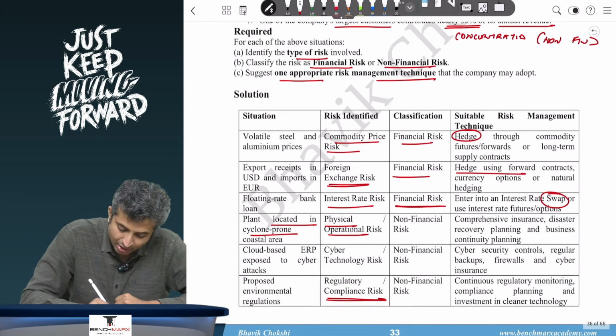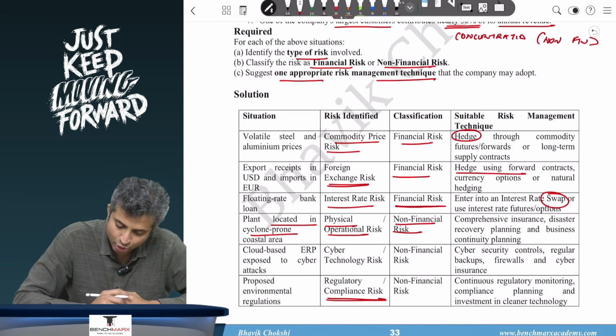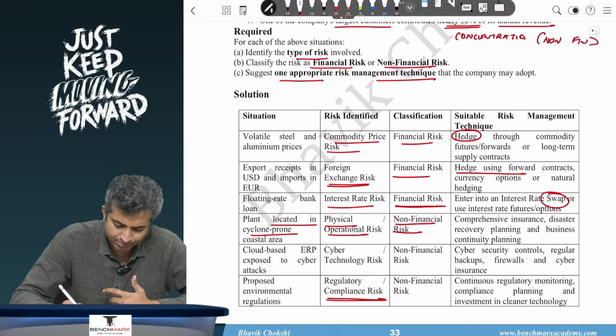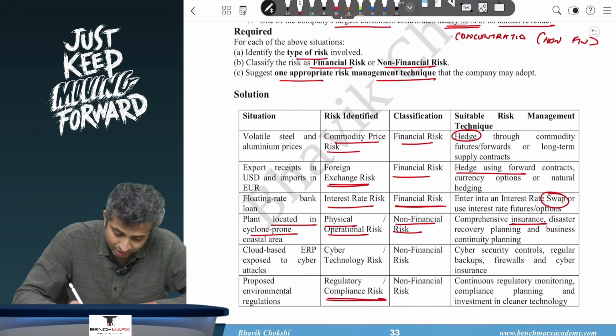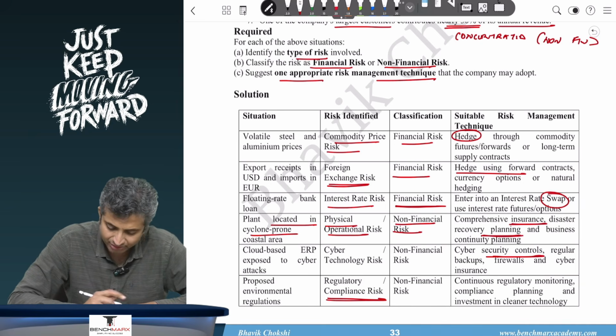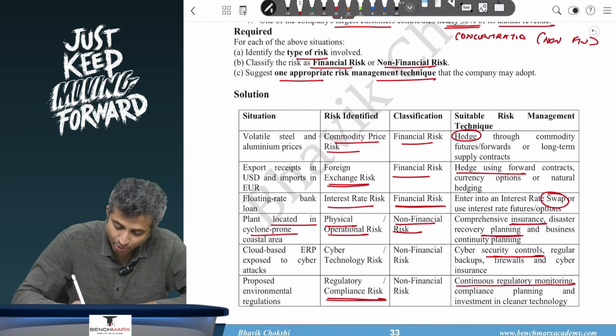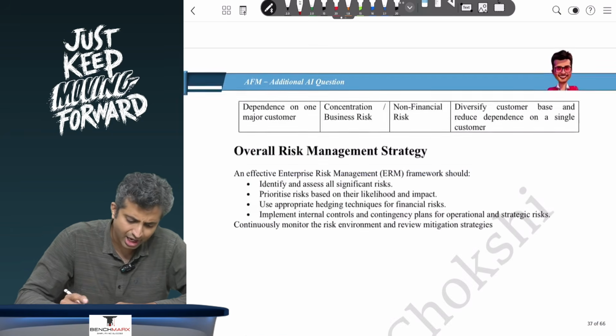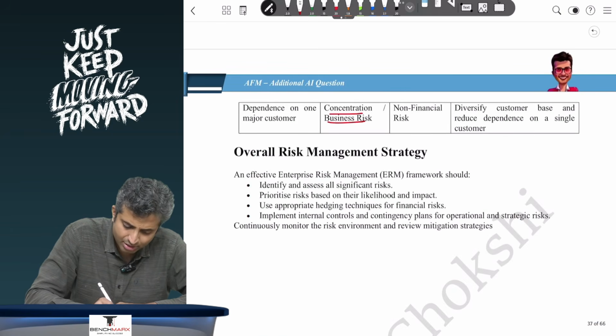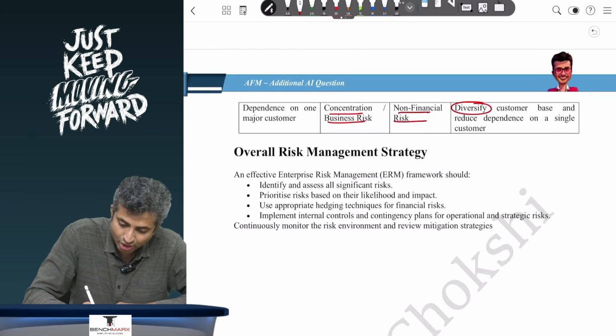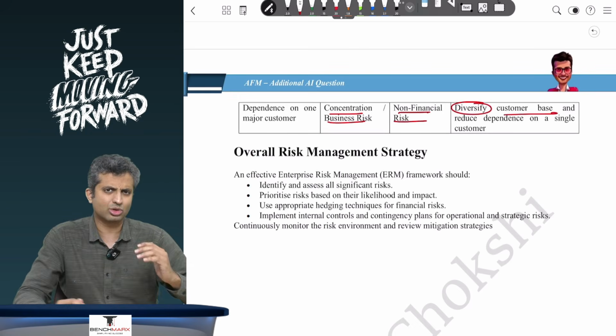Then the non-financial risk is a little more difficult to manage. Most of them can be managed by taking, let's say, something like insurance or disaster recovery planning. Again, security controls for cyber security, continuous regulatory monitoring and compliance should be done. And depends on customer, well, you should try to diversify your customer base and reduce dependence on a single party.